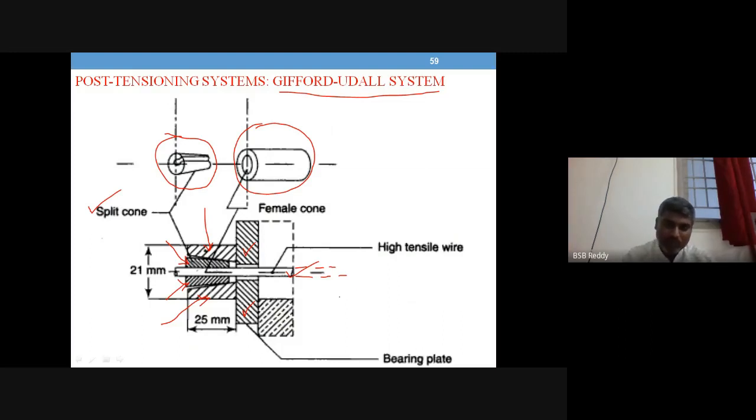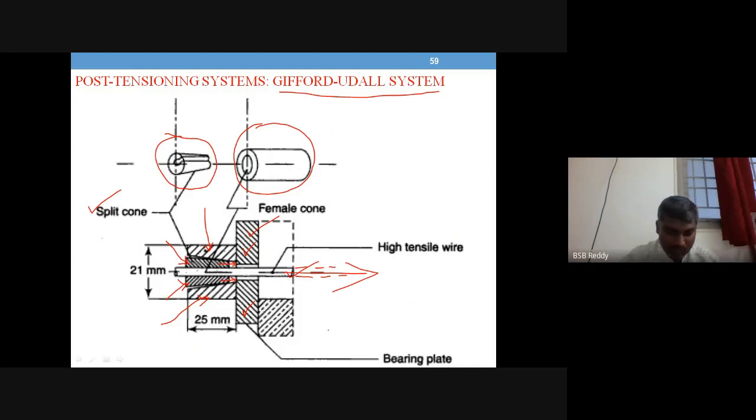So what happens when you pull this bar? When you pull this bar, because of the friction here, along with the wedge friction, it is going to stop the movement of the bar. And who supports the split cone and female cone? The bearing plate. They are resting against the bearing plate. So that's how it is going to work, right?